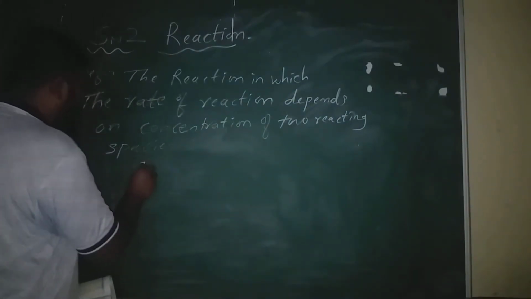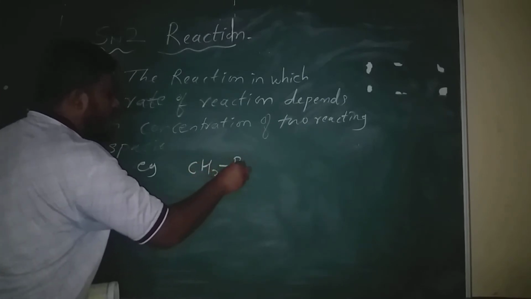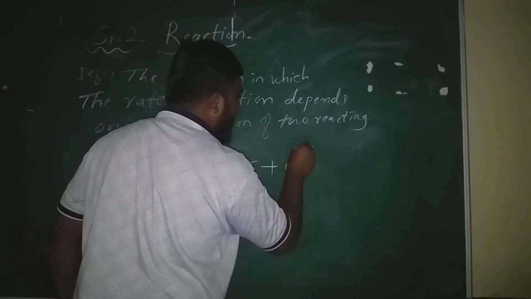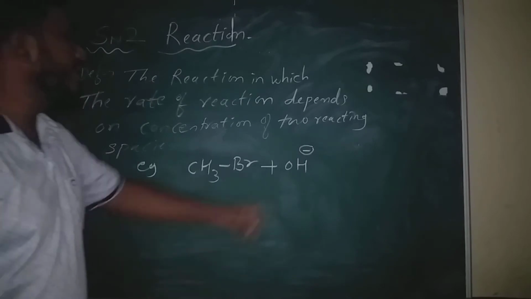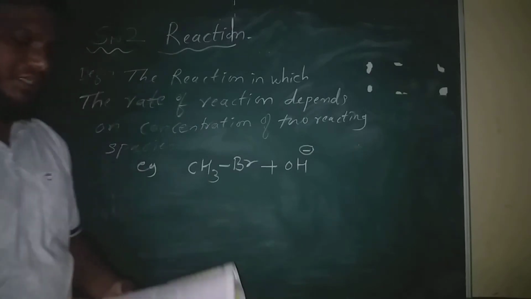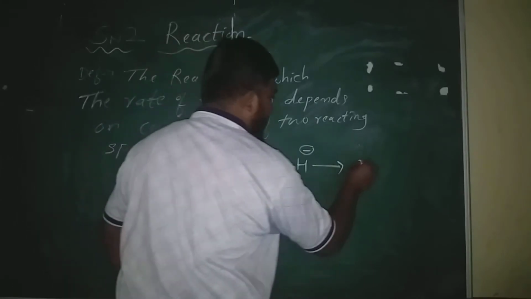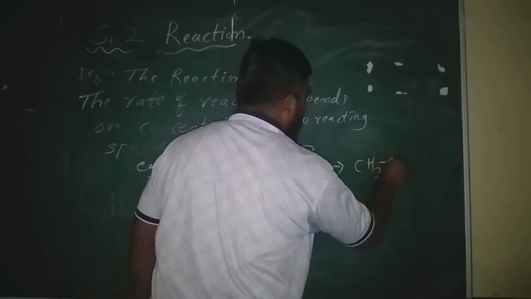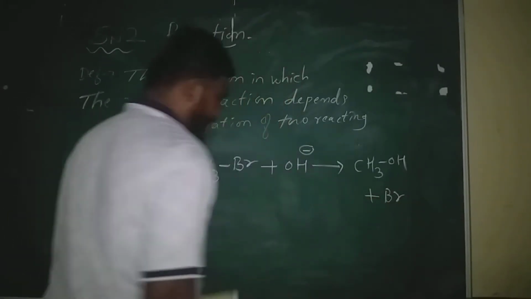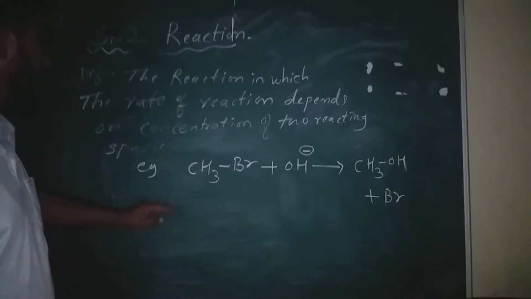Now, we will take the example, that is CH3Br plus OH. OH we are giving a negative sign. That's why it is called a nucleophile. The species which has a negative charge on it is called a nucleophile. OH- will give the product CH3OH plus Br-. Now dear students, first of all we have to understand what the reaction is.